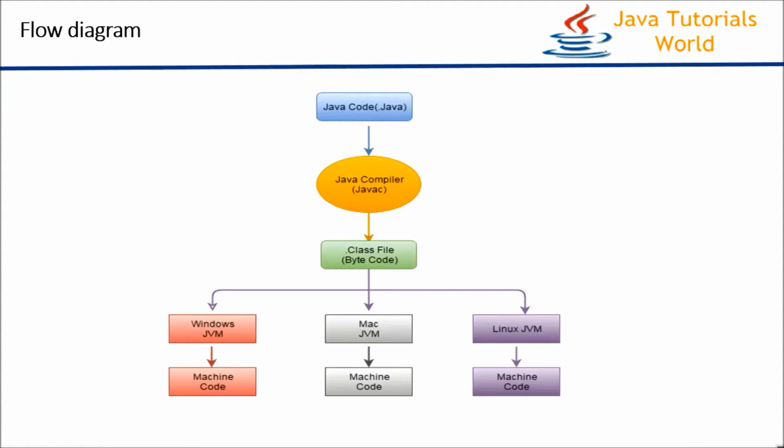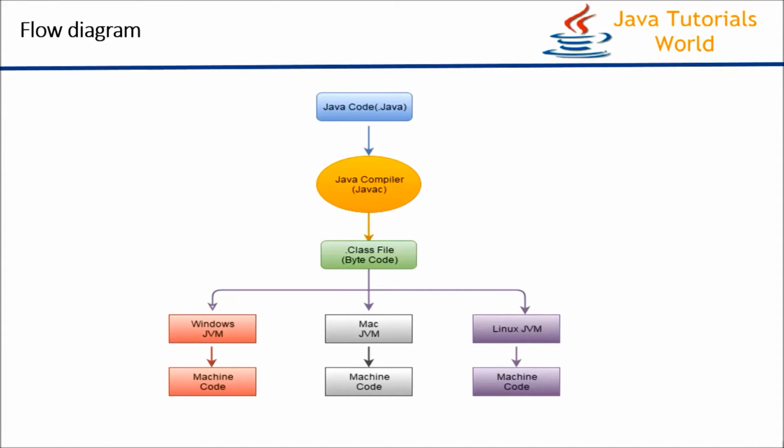Suppose we are running this class file on Windows, that Windows JVM is intelligent enough to convert this byte code into Windows machine understandable language. In a similar way, if we execute this class file on Mac OS, this Mac JVM is intelligent enough to convert this byte code into Mac OS machine understandable language. That is similar with Linux also.